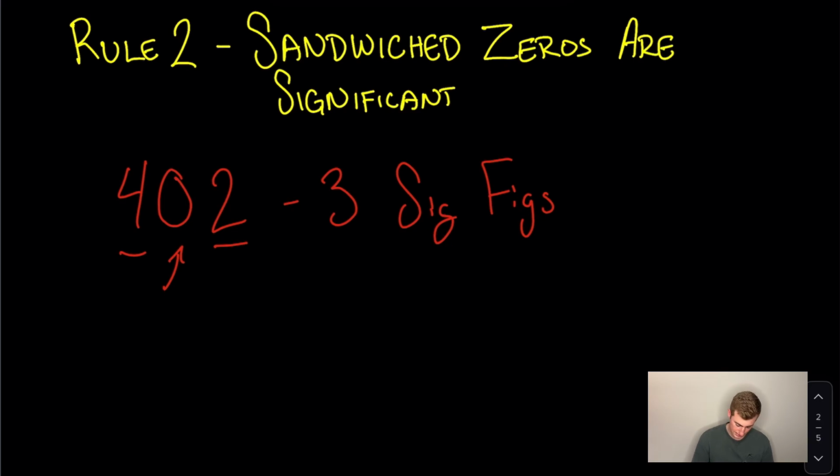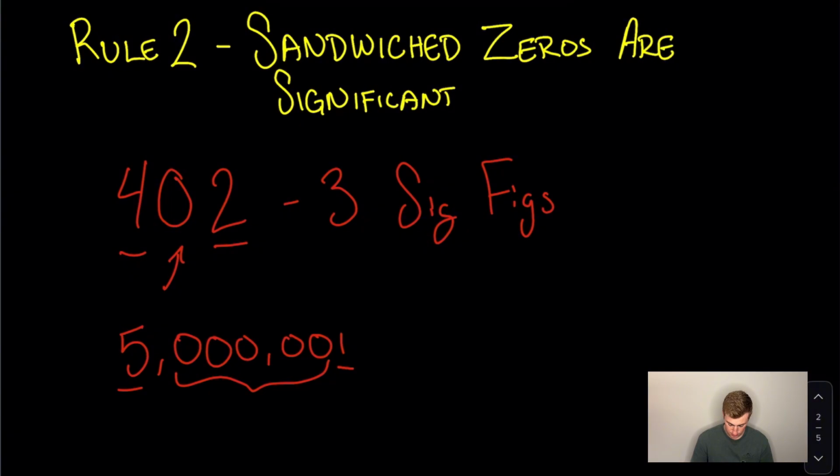But now let's look at maybe a larger number. Let's say we have a crazy big number, 5,000,001. Well, you have 2 non-zero digits on the ends there, and then you have 5 zero digits in the center. Because those 5 zeros are sandwiched between 2 non-zero numbers, this number is going to have 7 significant figures because all 5 of those zeros are also significant. So this has 7 sig figs.